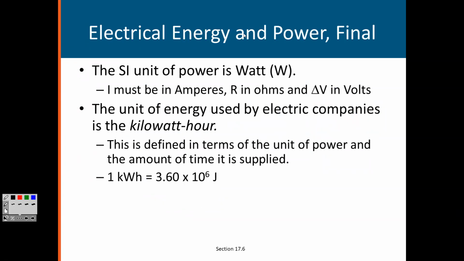Okay, here we are. So the SI unit for power is watt, which we just discussed. I and delta V have to be in SI units. I must be in amperes, R must be in ohms. Suppose we are using the other equation, then delta V must be in volts. The unit of energy used by electric companies.